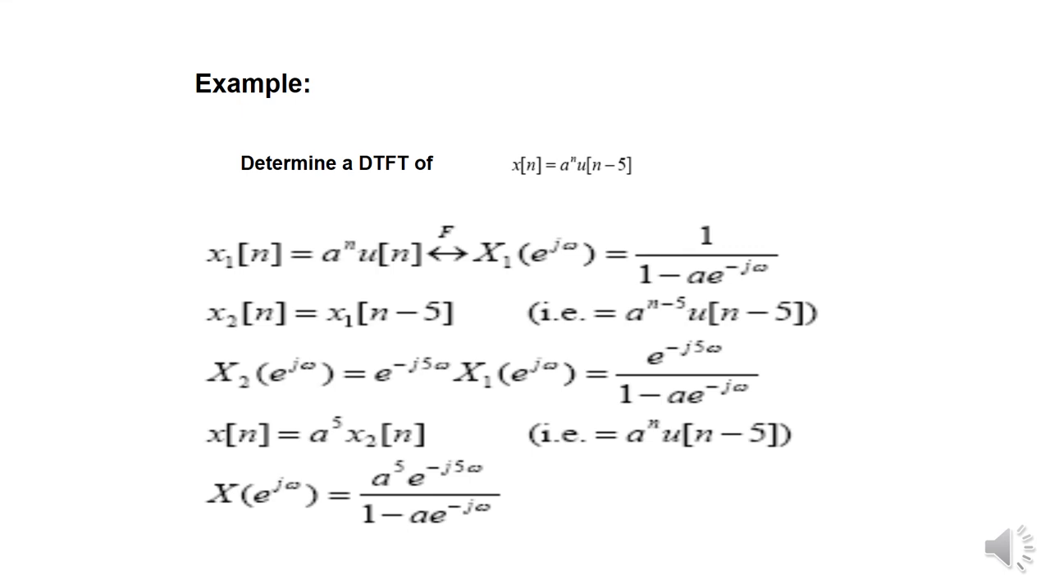So x1[n-5] is a^(n-5) u[n-5], right? So if you take X2(e^jω) or X2(ω), which is the DTFT of x2, that will be X1(e^jω) multiplied by e^(-j5ω), because a shift in the time domain will result in multiplication by e^(-jωn0). Here n0 is equal to 5, right? So what I have shown you here is how to use the properties that we have learned in DTFT.